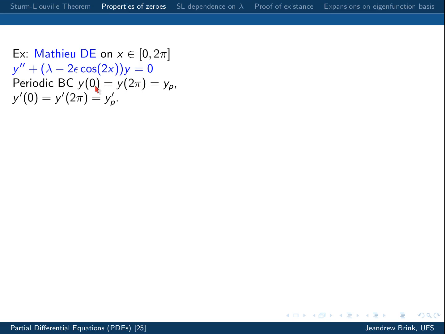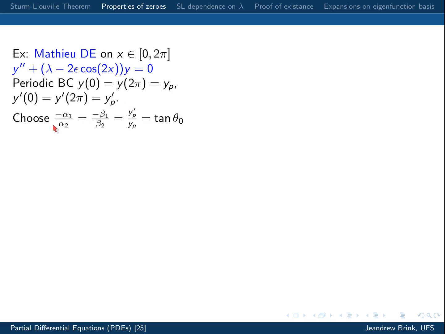So we're going to look at the condition where our periodic boundary conditions basically say that y at 0 equals y at 2 pi, and that's equal to yp. And y prime at 0 equals y prime at 2 pi. So both the function and its derivative are continuous as you identify 0 with 2 pi.